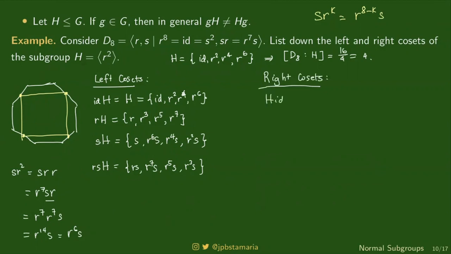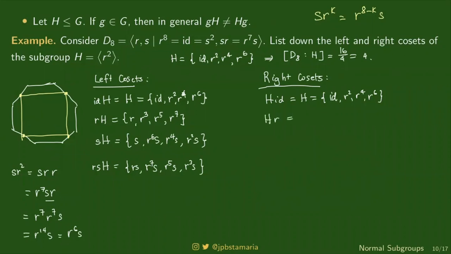Ang una sa lahat, HID, hindi yan nawawala. So this is basically H. And quite expected na ang HID pare sa IDH kasi identity yan eh. It commutes with everybody. It's so good that it commutes with everybody all the time. Di ba? How about HR?